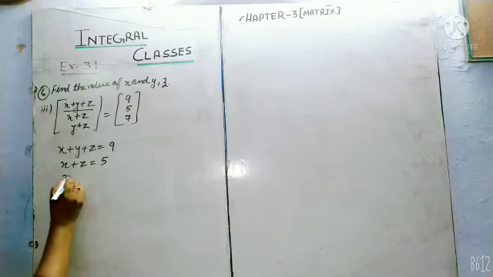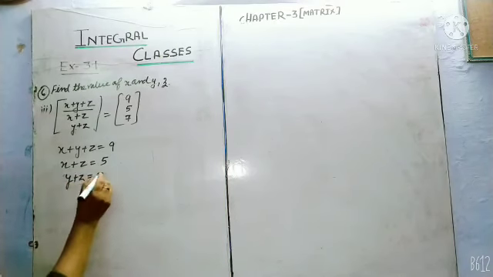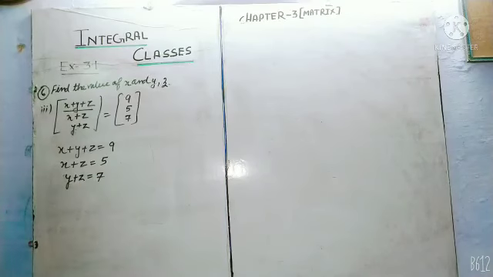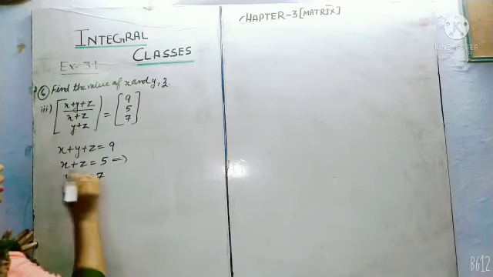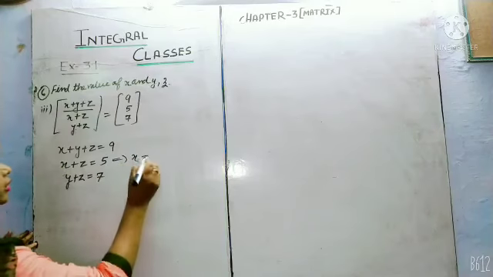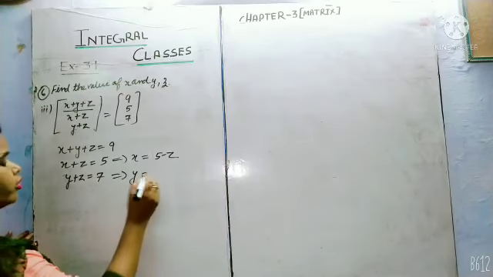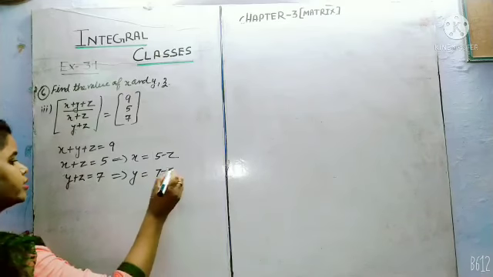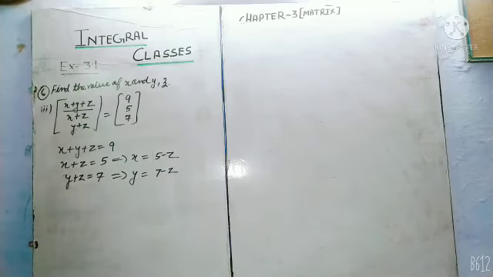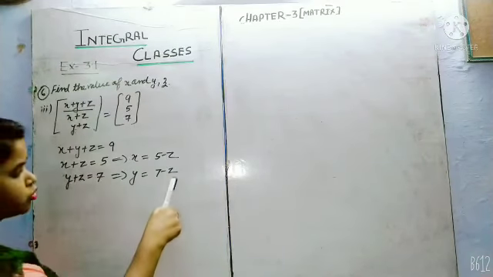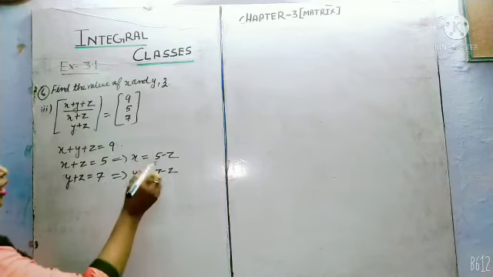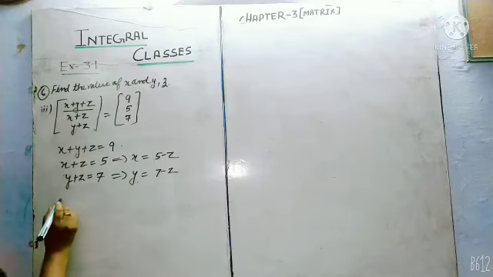Similarly, y plus z equals 7. Okay. Therefore, student, first we will find the value of x. x equals 5 minus z, and here y equals 7 minus z. We have to find the values of x and y in terms of z. Now we will put the values of x and y in this equation.